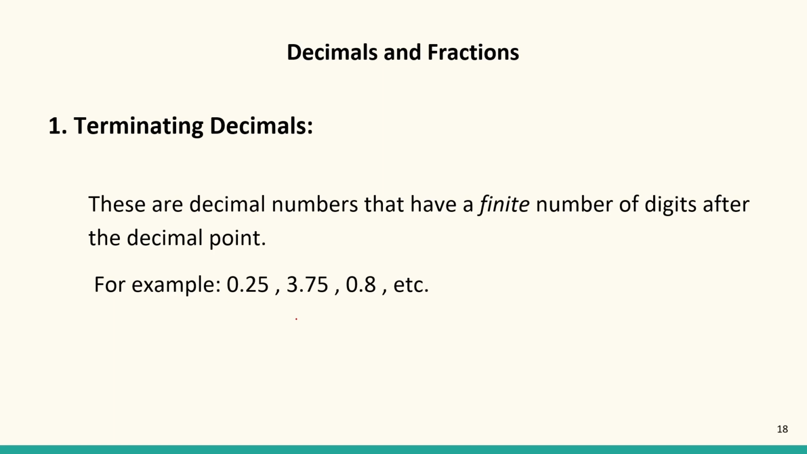Let's see the terminating decimals. So these are decimal numbers that have a finite number of digits after the decimal point. So if you have a decimal number, that is p dot q r s t and some parts here and then z, you can see that there are a finite number of terms here. So this fractional part is actually terminating. After that z there is nothing.